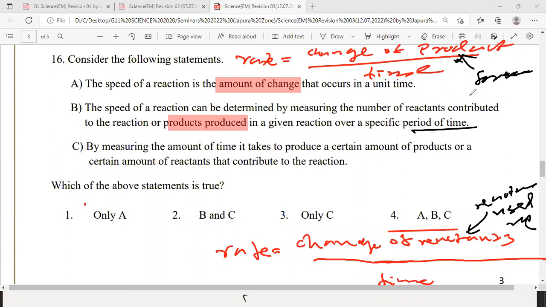So if you want to find the rate, what is rate? How fast something is happening. Rate means how fast something is happening. Understood? So if you divide something by time, that is called the rate.